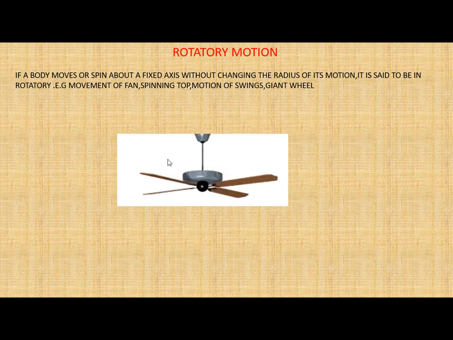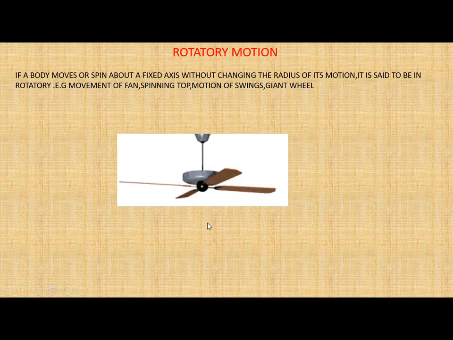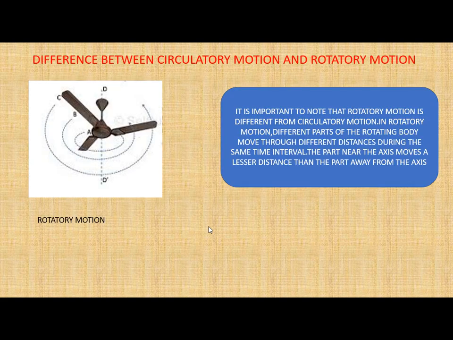Now, here also the radius of its motion does not change, it will remain fixed throughout the motion. But if we compare this rotatory motion with circulatory motion, then we can see that they are more or less the same, but there is a difference between circulatory motion and rotatory motion.